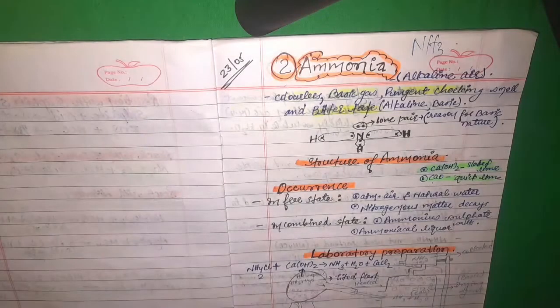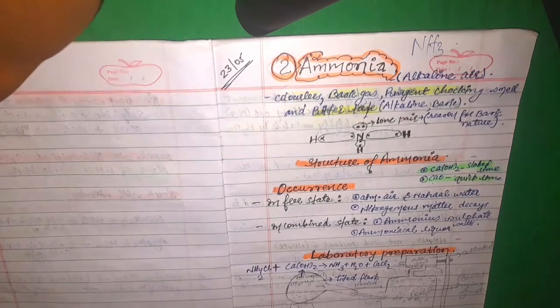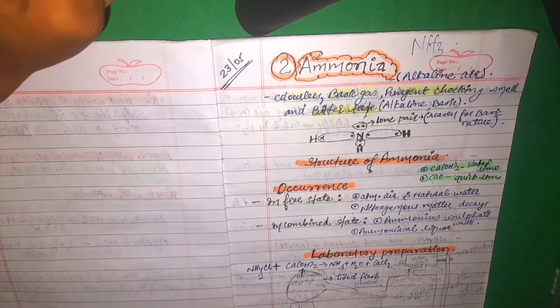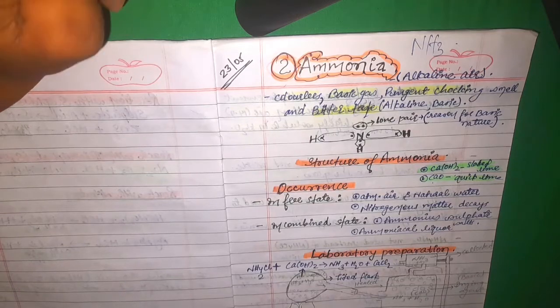Hello everyone, in this video we are going to do the chapter ammonia. Those who are watching for revision can go with the speed of 1.5, and those who are watching for the first time to study this chapter, remain with the same speed, that is 1.0. If you are watching for the first time, you can make your own notes as well, that will be more beneficial. So let's start chapter ammonia.